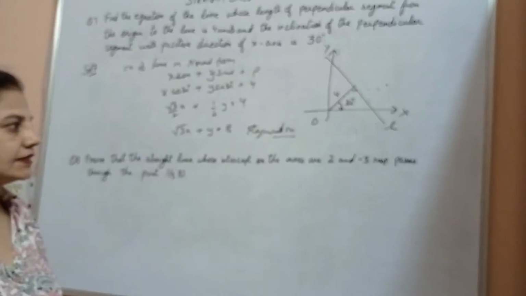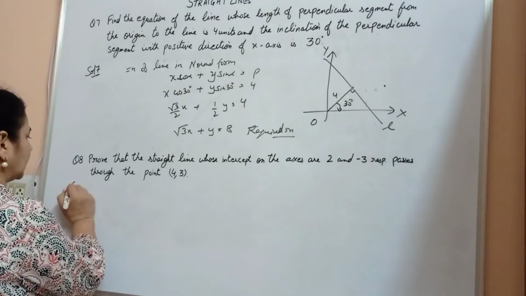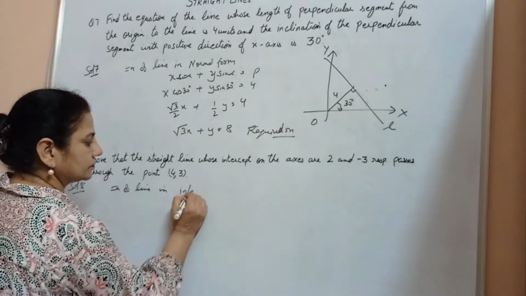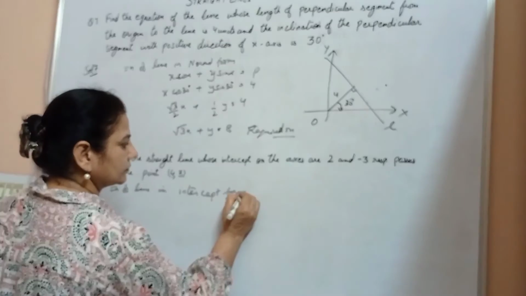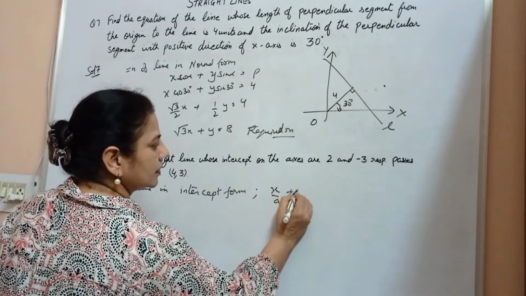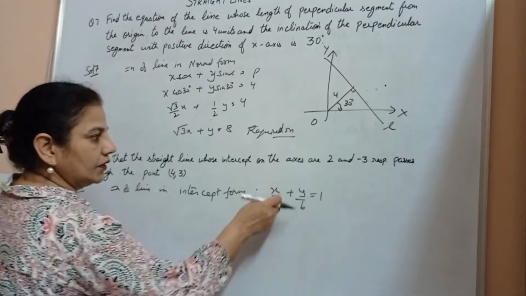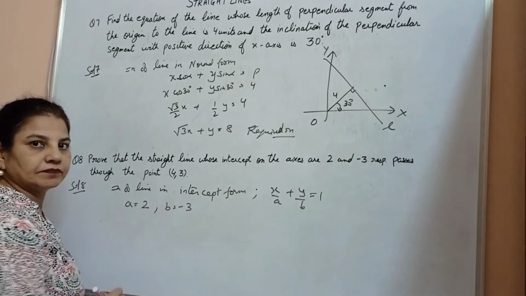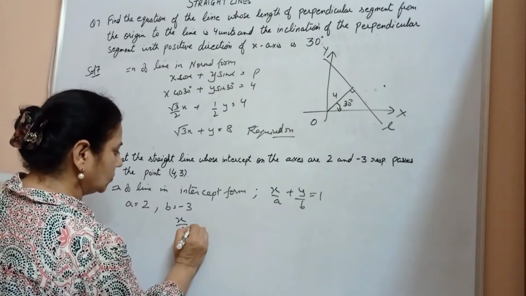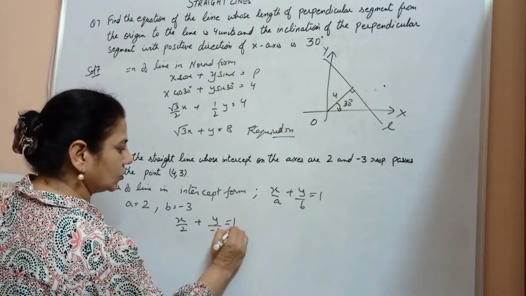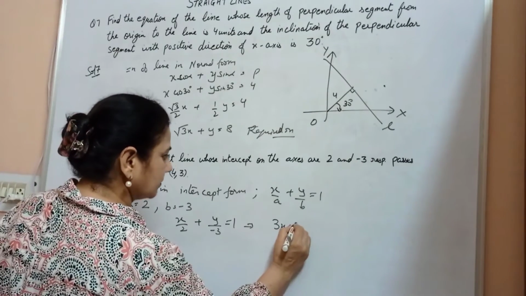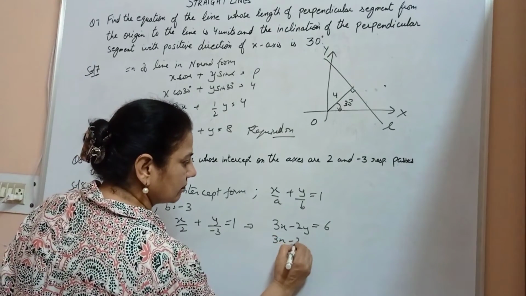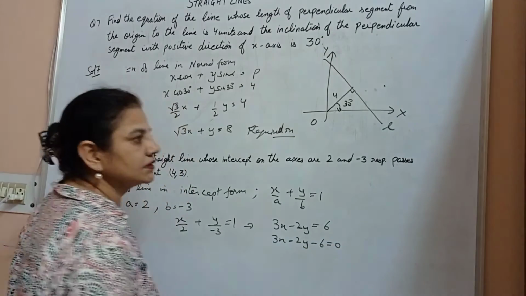Since the intercepts are given to us as 2 and minus 3, first of all we write the equation in intercept form. Equation of a line in intercept form is given as x upon a plus y upon b is equal to 1. According to this question, a is 2 and b is minus 3. Substitute the values, we get x upon 2 plus y upon minus 3 is equal to 1. This implies 3x minus 2y is equal to 6, or you can say 3x minus 2y minus 6 is equal to 0 is the required equation.